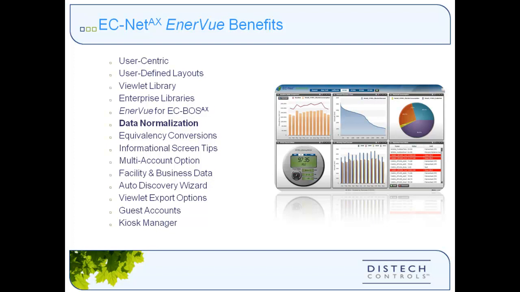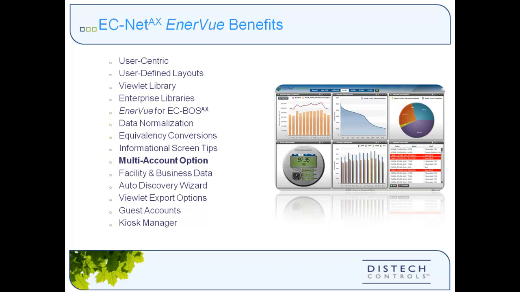EnerVue provides the ability to normalize data such as energy consumption and account for differences in square footage. It also allows for one-click display of selected trends in equivalent units, such as kilowatt hours to dollars or metric tons of CO2. Customizable screen tips enable the dashboard's administrator to present EnerVue's end users with clarifying information, educational tips, or other relevant information prior to displaying a viewlet in kiosk mode.